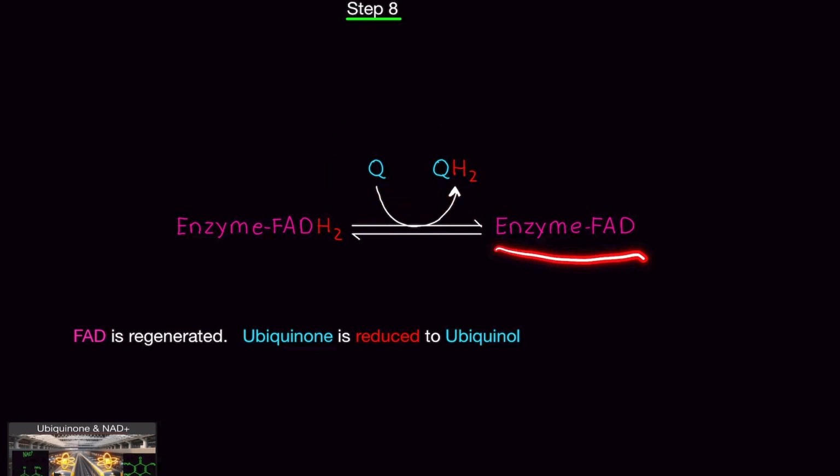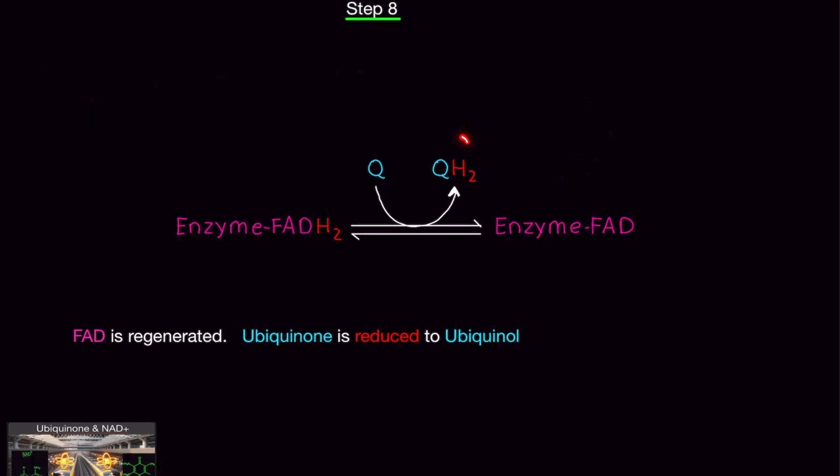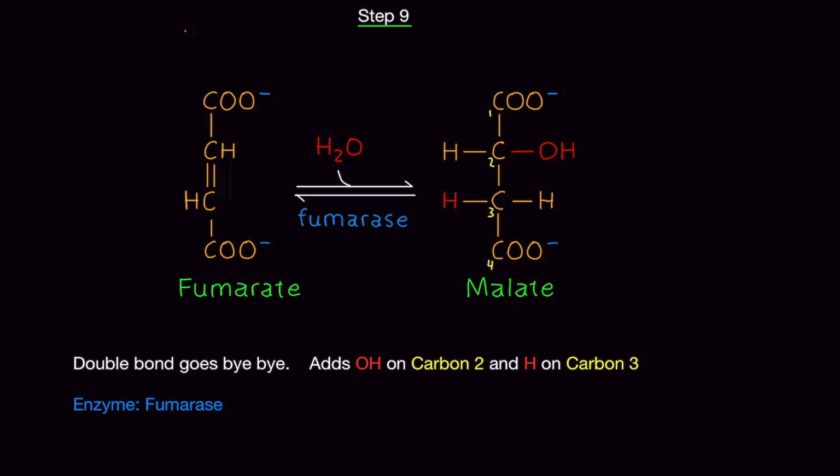This helps us regenerate enzymatic FAD. This will go back to step 7, right, what we just used. This will go to the electron transport chain for later use. Amazing, right? Easy.